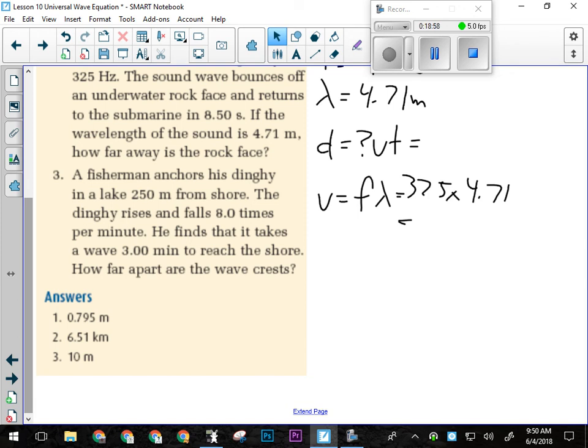A fisherman anchors his dinghy in a lake 250 meters from shore. The dinghy rises and falls 8 times per minute, and he finds that it takes a wave 3 minutes to reach the shore. How far apart are the wave crests? Give that one a try here. We'll finish off with that one.